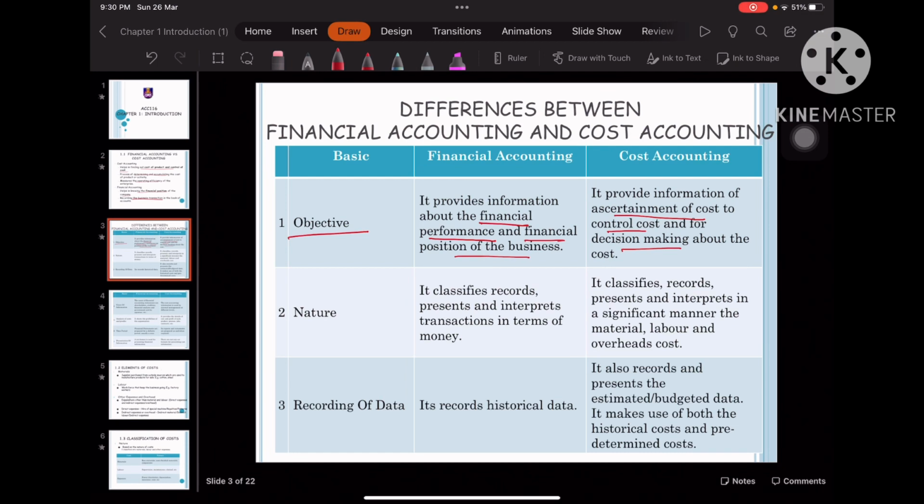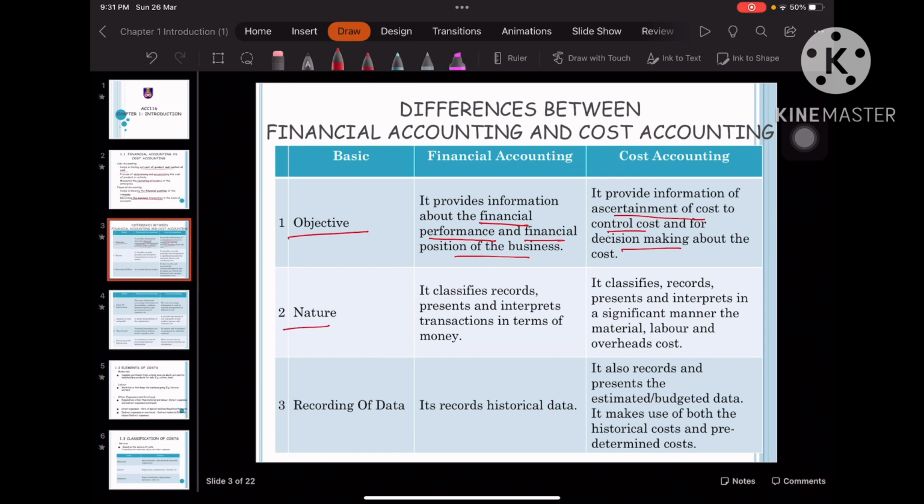For example, we would like to identify the cost of a product. Let's say we would like to produce a computer, so what is the cost of the computer in order to make a decision? If we have this kind of cost for a computer, how much selling price can we state?